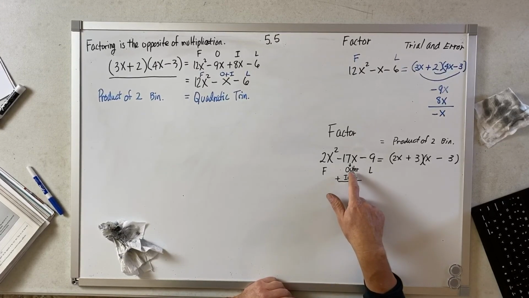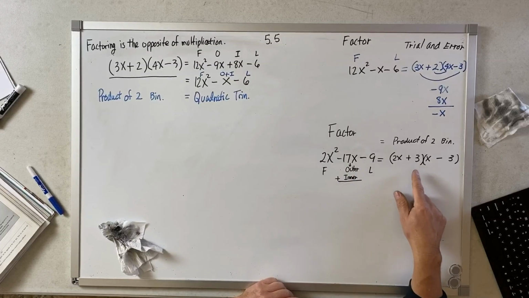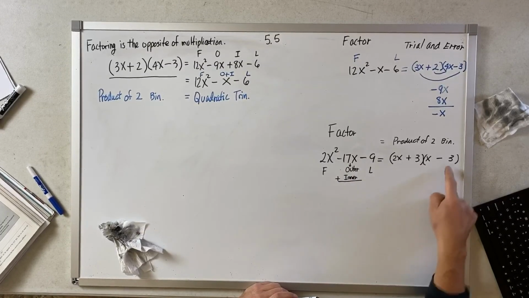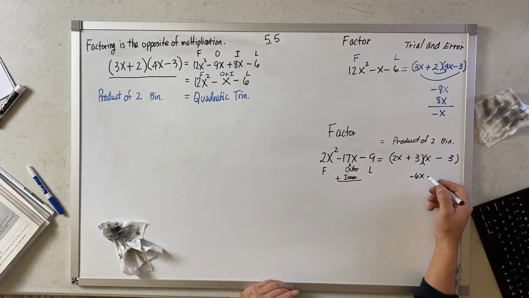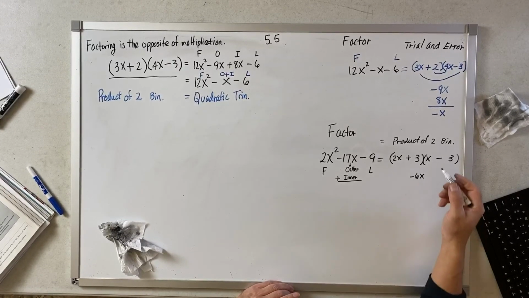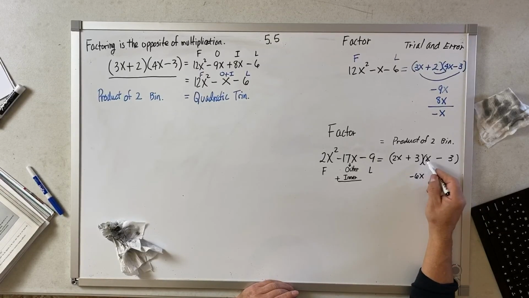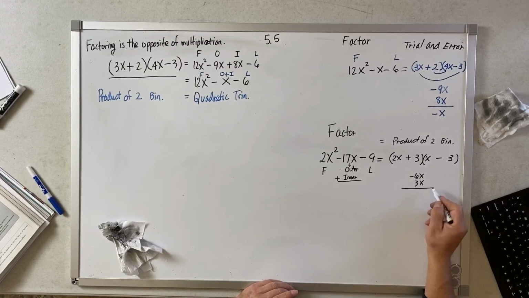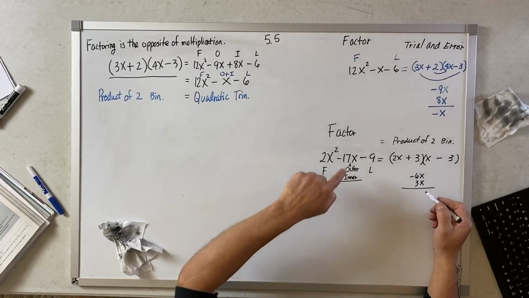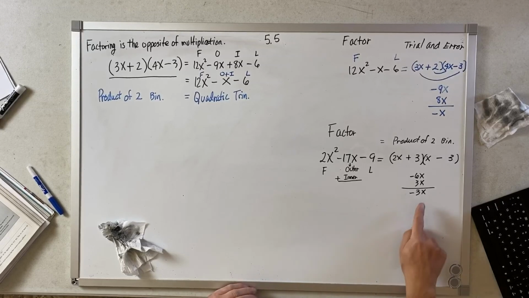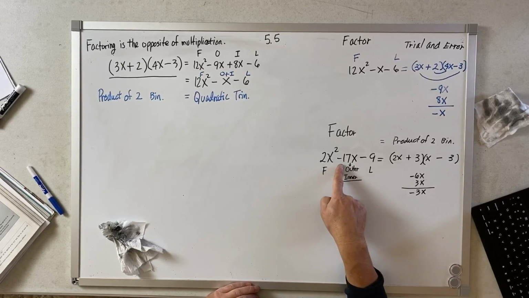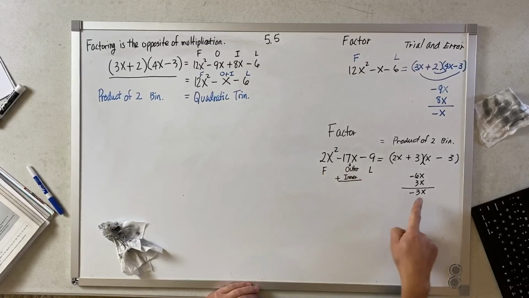Now I'm going to check outer plus inner. Look. Outer there and inner here. So let me see. What's outer? Outer is negative 6x. What's inner? Inner is what? 3x. When we add them up, we better get this middle term. But here we get negative 3x because negative 6x plus 3x is negative 3x. Hey, I got negative 3x. I didn't get negative 17x. So therefore, this is not the right combination.